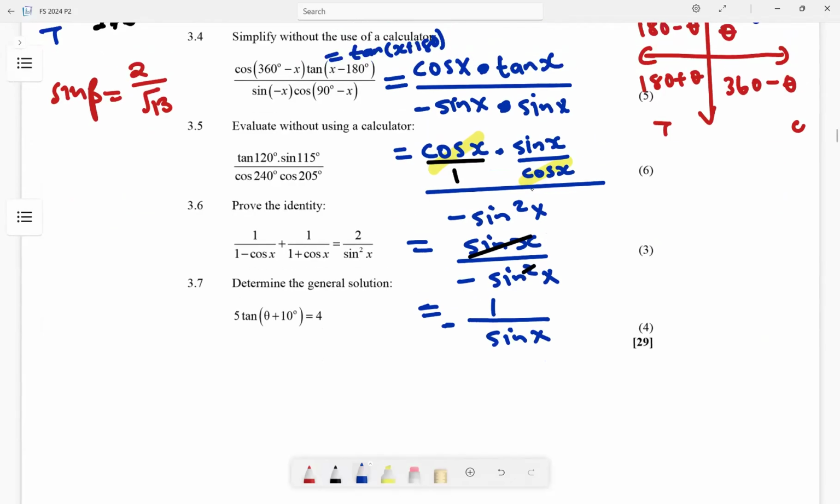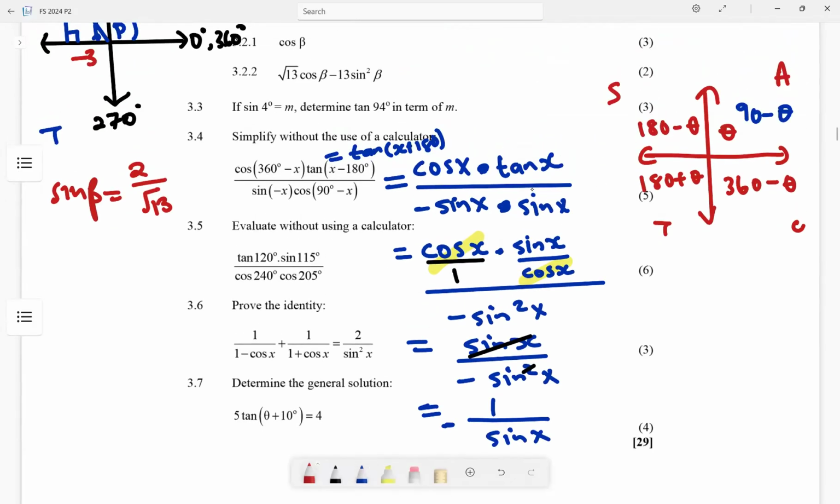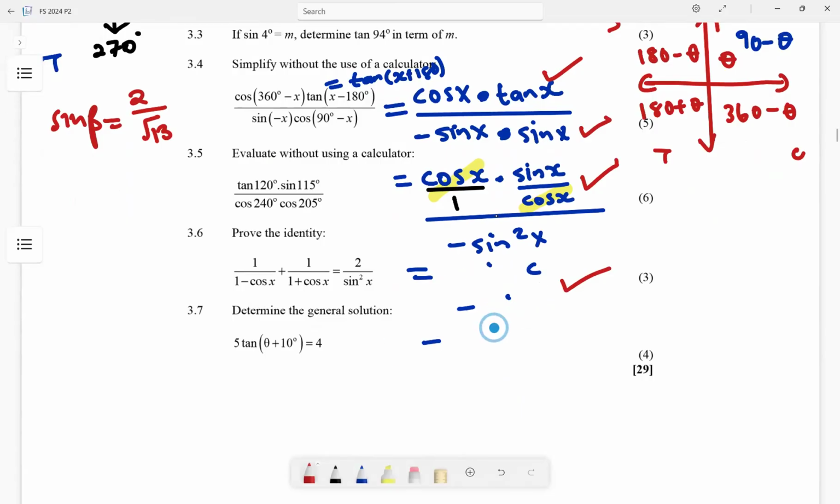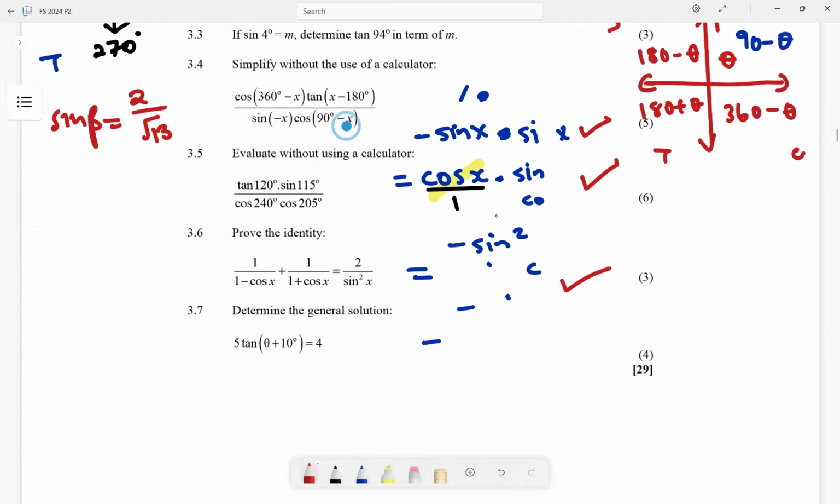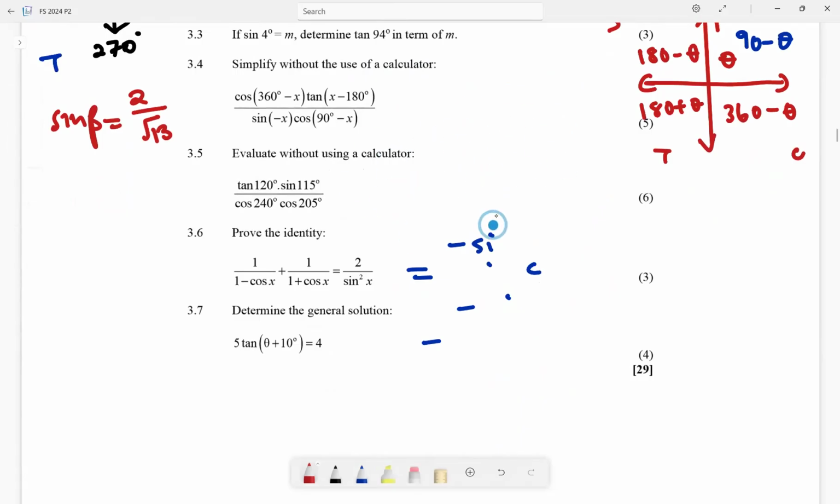I'm done. 5 marks. For 5 marks, how do they mark this? For changing the numerator, changing the denominator correctly, then changing tan here, I think the final answer will get a mark. Then for simplifying here, you get a mark. 5 marks. These questions can be 5, 7 marks. They can be a lot.